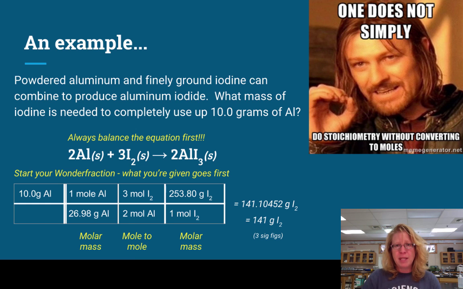So again, this basic strategy is going to become like a mantra, like say it 10 times before you go to bed every day. Grams to moles, moles to moles, moles to grams. It's the same thing every single time that we do these sorts of problems.